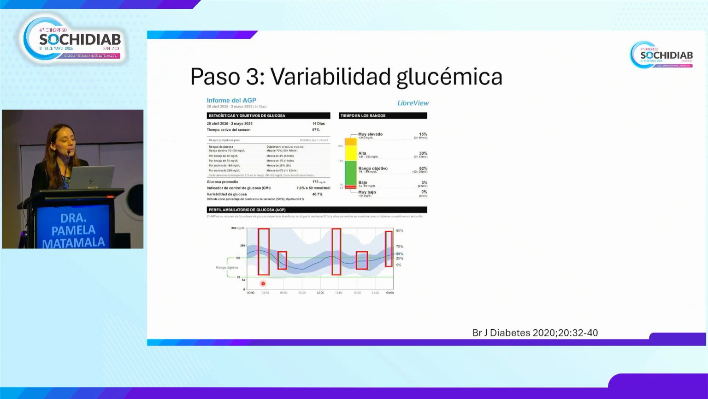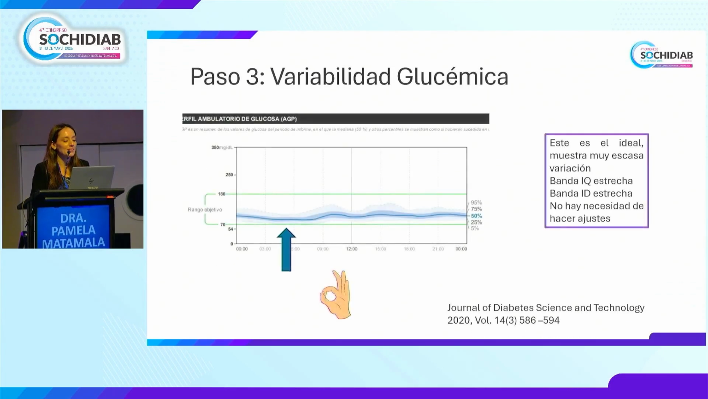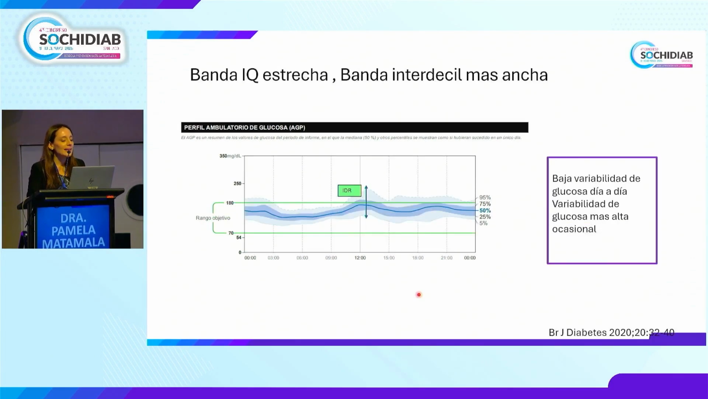And this glycemic variability is represented mainly by these curves that you can look. It's like a roller coaster. We have interdecile ranges that are very large, interquartile ranges that are very high and variable. This patient has a glycemic variability over 40%. What is the ideal curve? This one, because we have an interquartile range that is very thin, and an interdecile range that is also thin. These types of patients, there is no need for adjustment.